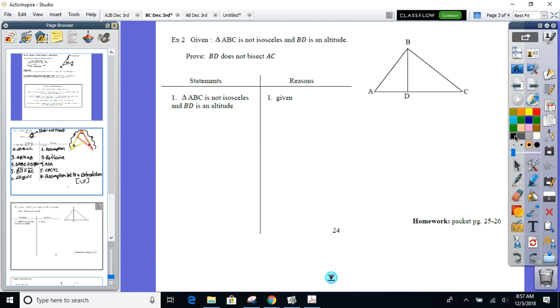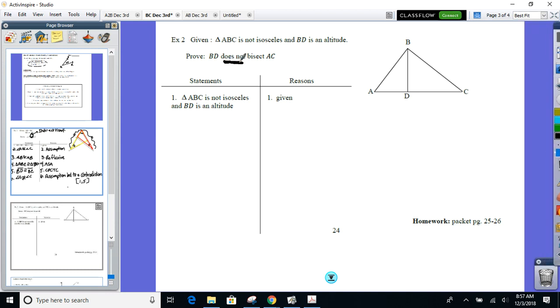Here we go. Does everybody see why I need an indirect proof? Let's start there. Why do I need an indirect proof? Prove BD does not bisect AC.